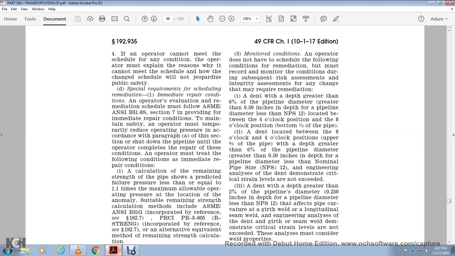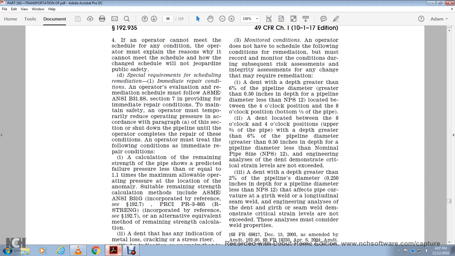Monitoring conditions. For the following conditions, the operator does not have to schedule remediation, but must record the condition and re-evaluate it during the subsequent risk assessment and integrity assessment for any changes that may require remediation. A dent with a depth of 6% or less of the pipeline diameter, or a minimum depth of 0.25 inch for pipe less than NPS 12, located between the 4 o'clock and 8 o'clock position, on the bottom one-third of the pipe. A dent located between the 8 o'clock and 4 o'clock position, on the upper two-thirds of the pipe, with a depth greater than 6% of the pipeline diameter, or greater than 0.25 inch in depth for pipe less than NPS 12.